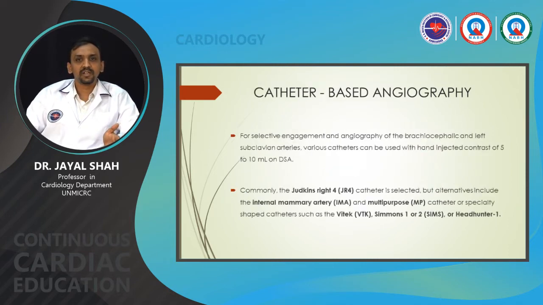For selective engagement and angiography of the brachiocephalic and left subclavian arteries, various catheters can be used with hand injected contrast of 5 to 10 ml on DSA. Most commonly the Judkins Right 4 catheter is selected, but alternatives also include the LIMA or RIMA catheter, multipurpose catheter, or specially shaped catheters like Vitek, Simmons 1, 2 or Headhunter 1.